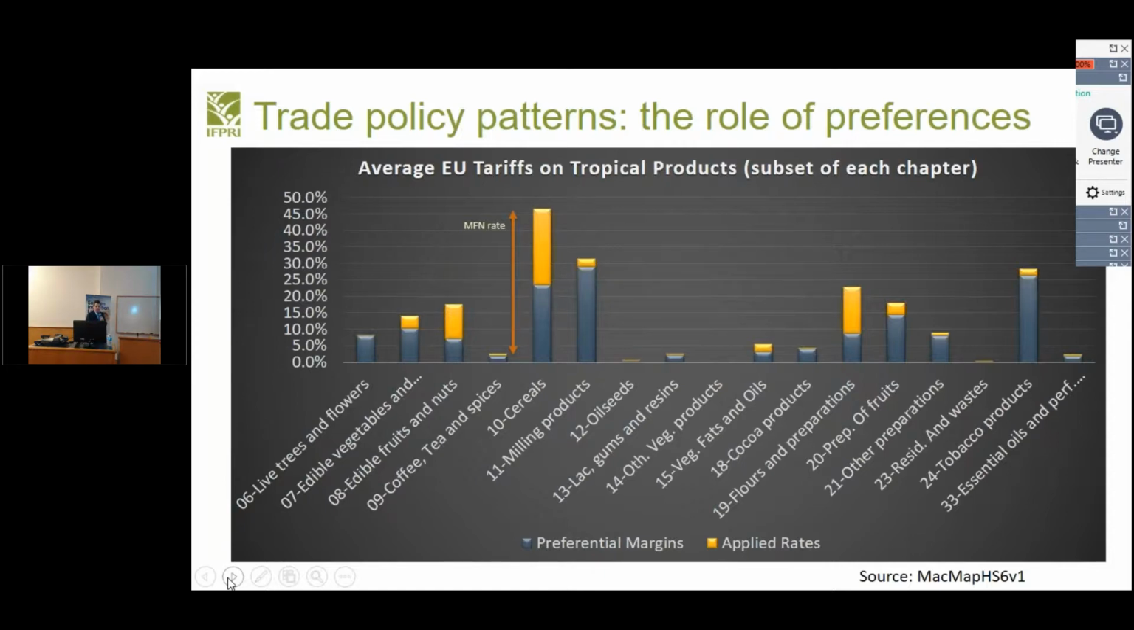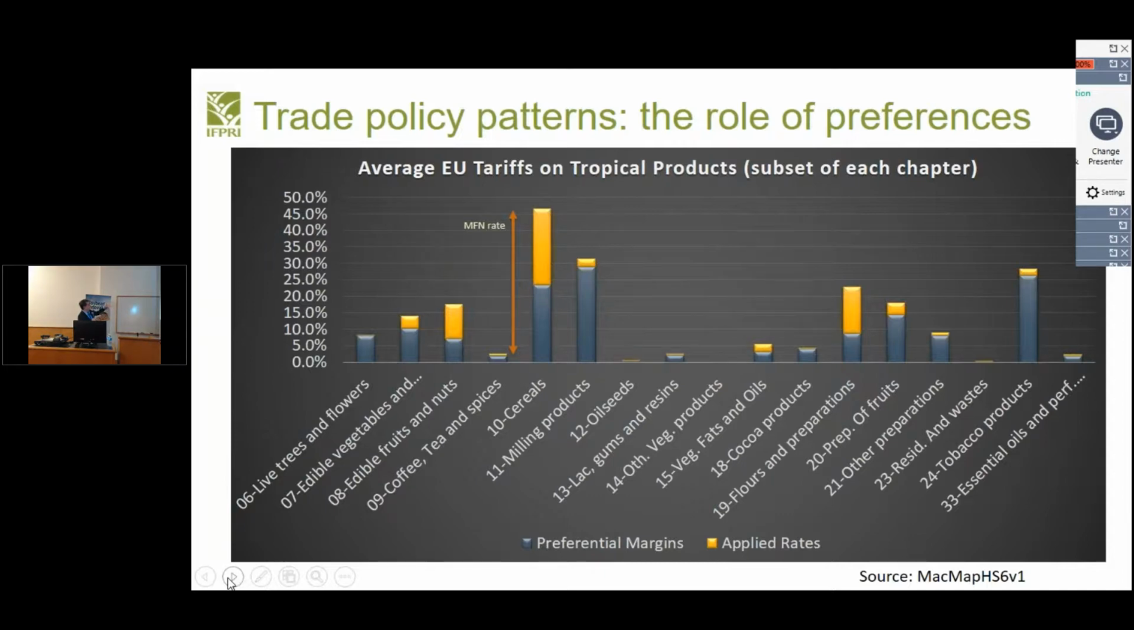At the opposite, if you export rice, or also some processed flours or starches like tapioca and so on, you will face a much more important tariff. Sorry, in the case of the milling products, you have a large preferential margin. The blue bar is the preferential margin. My graph is reversed. So the blue bar shows you the preferential margin.